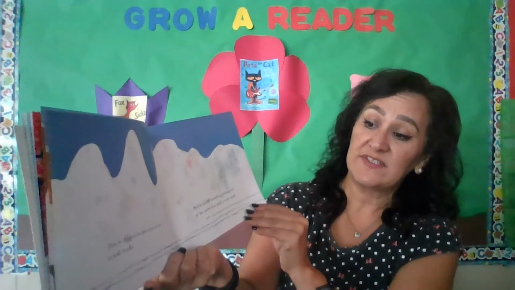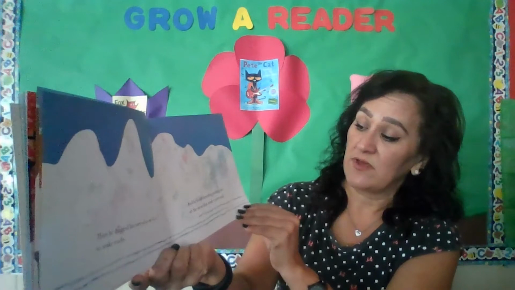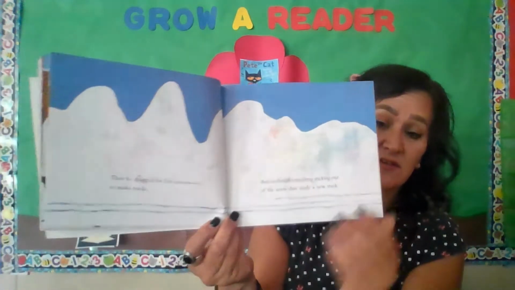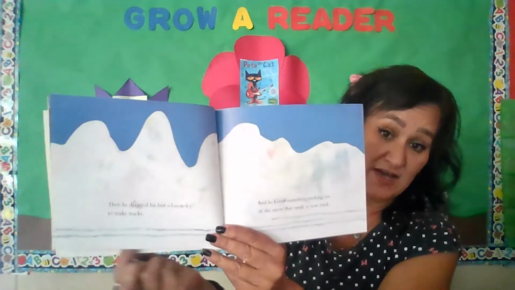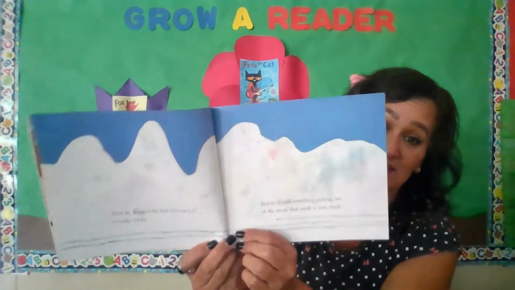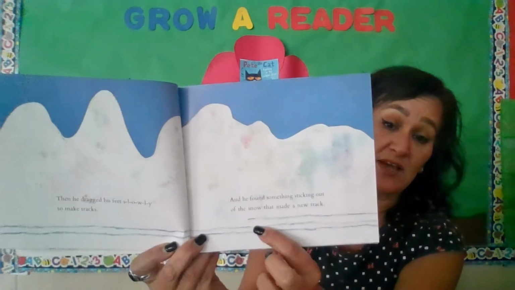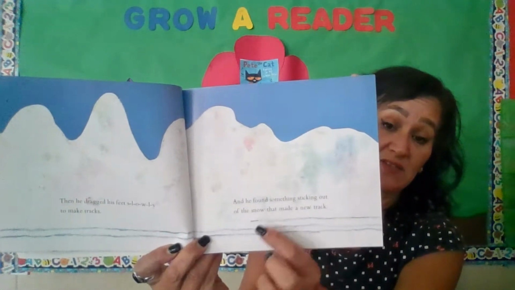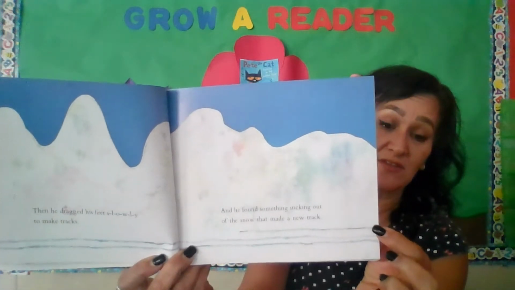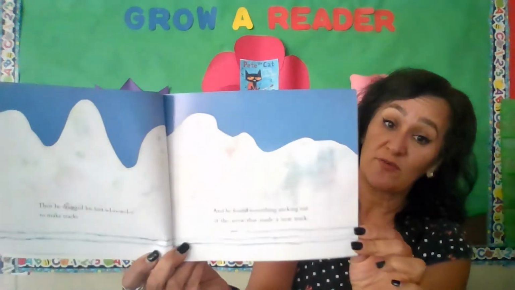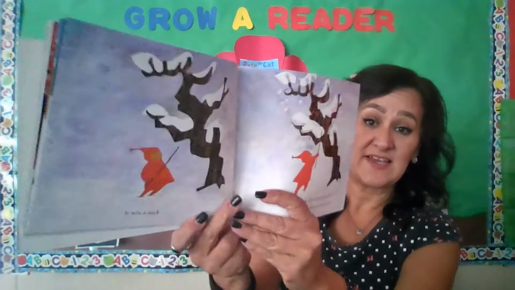Then he dragged his feet slowly to make tracks, and he found something sticking out of the snow that made a new track. So here he dragged his feet along without picking up his feet, and we see 2 lines because again we have 2 feet. Then he found something else, so we have another line. So we have the 2 lines and we have another line. So that's 1, 2, 3 lines. What do you think he made that other line with? Something he found on the floor, perhaps? Let's find out. It was a stick.